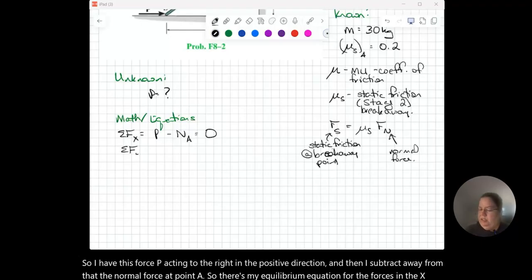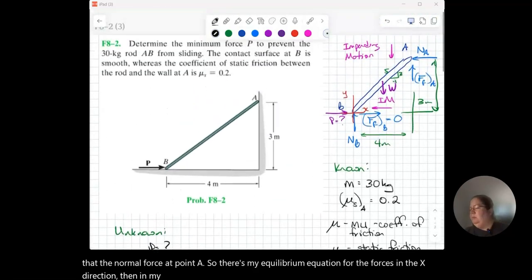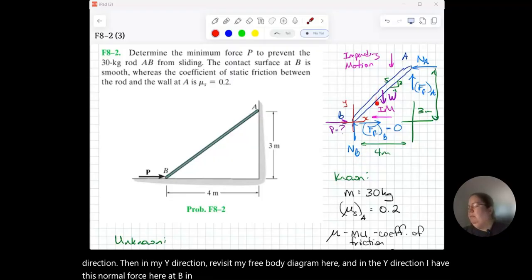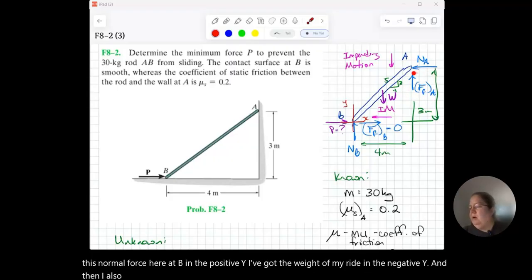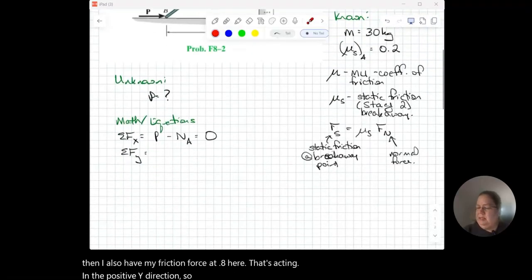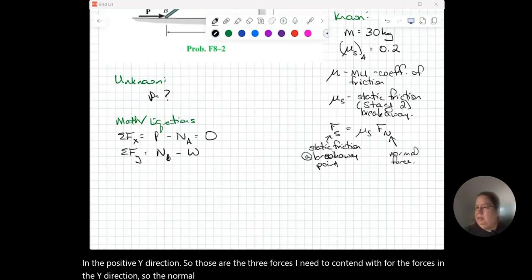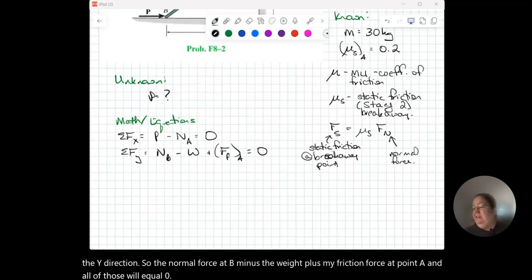Then in my y direction, revisiting my free body diagram, I have this normal force at B in the positive y. I've got the weight of my rod in the negative y, and I also have my friction force at point A acting in the positive y direction. Those are the three forces I need to contend with in the y direction. So the normal force at B minus the weight plus my friction force at point A will equal 0.